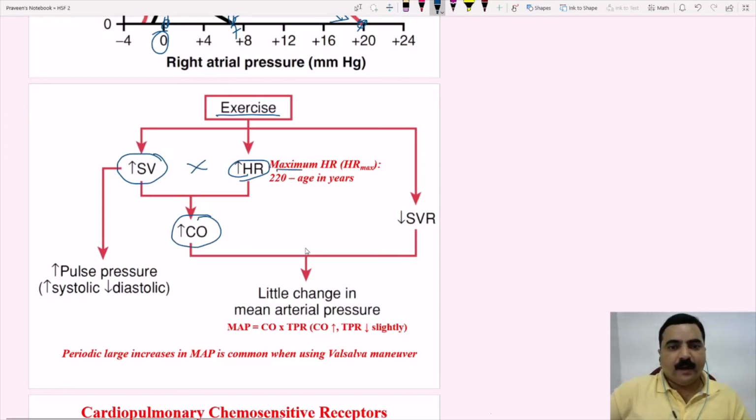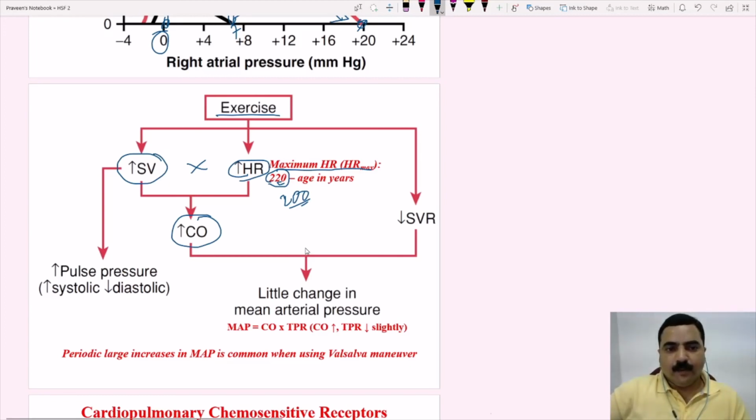So the maximum heart rate that you should attain during exercise is 220 minus your age. Say for example, if your age is 20, the maximum heart rate you can attain is 200. So 220 minus 20, so 200 is the maximum heart rate you should attain.